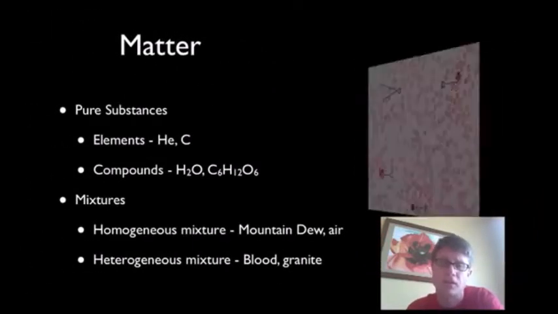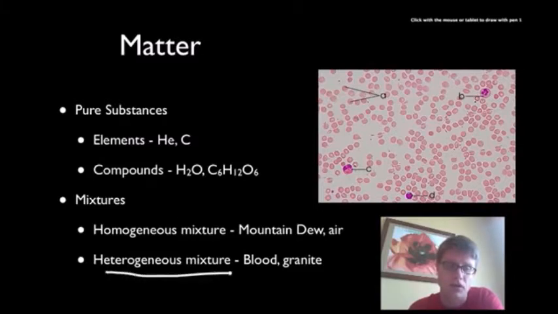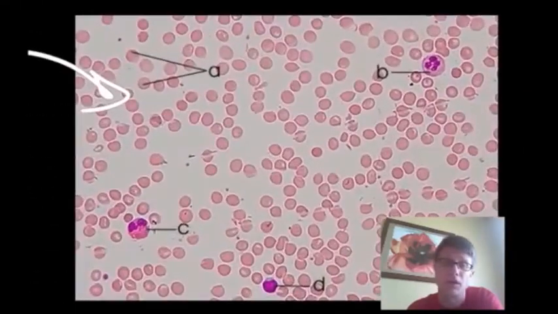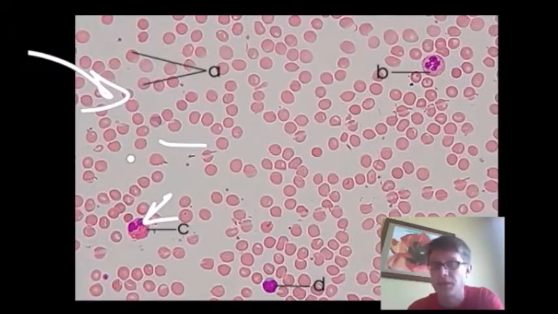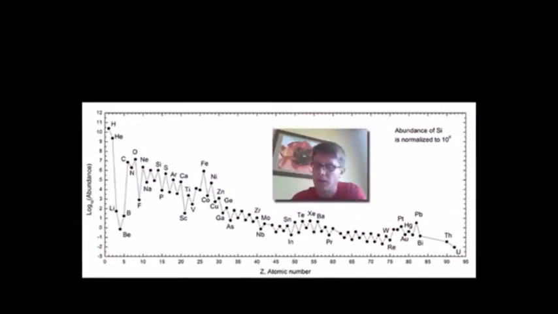Now, most everything that you're used to dealing with is not going to be that. It's going to be a heterogeneous mixture. So this is blood. You might think blood looks like one thing, but when you get down to the level of blood, you're looking at red blood cells, white blood cells, and the platelets. And so that's how we classify matter.